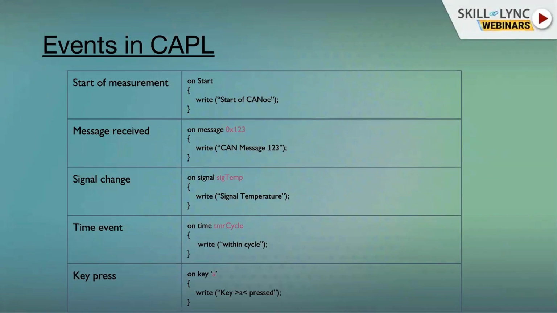Same for the timer event. It is not on time, it's on timer. I mistook it. Whenever we declare a timer variable, we are going to see how to declare those variables. Whenever the timer completes a cycle, it will write within the cycle. Then the key press event: whenever you press the key, it will write as given.